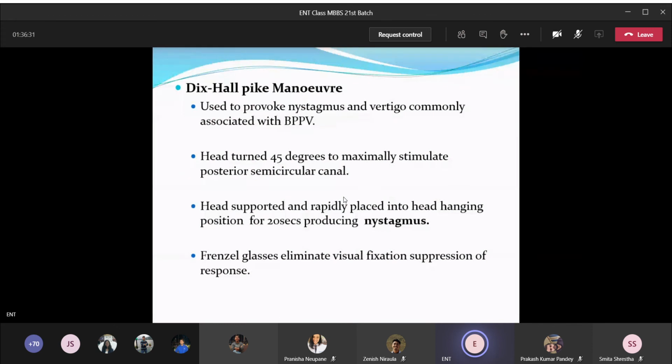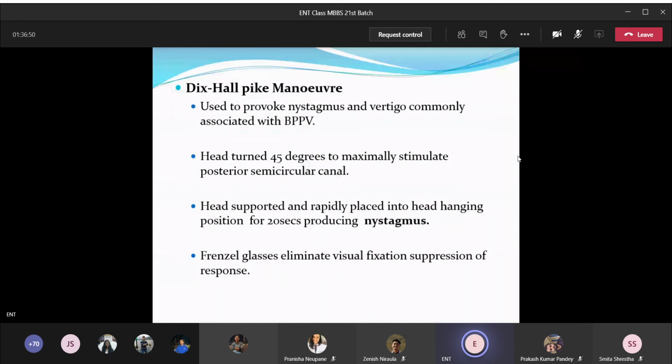Now Dix-Hallpike maneuver. Okay, this is important. This is sometimes asked in your exams as short notes. Okay, so this is used to provoke nystagmus and vertigo. It is commonly associated with BPPV, which stands for benign paroxysmal positional vertigo.